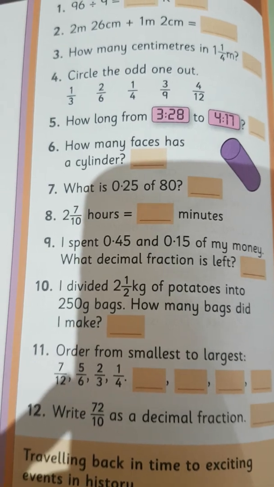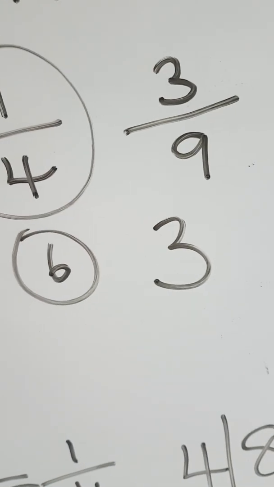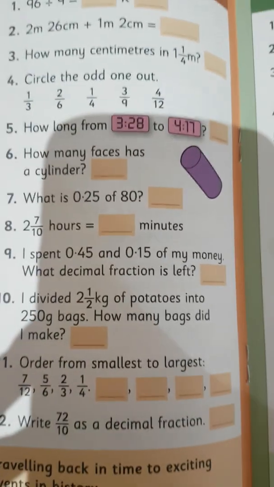Question 6, how many faces has a cylinder? You've got your top part and your bottom part and then the middle part. So that's 3 faces altogether for that one.